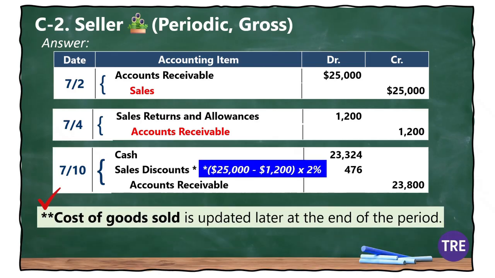So why is this difference important? Because under the periodic system, cost of goods sold is determined only at the end of the period. But under the perpetual system, the seller always has up-to-date information on both sales revenue and inventory costs.